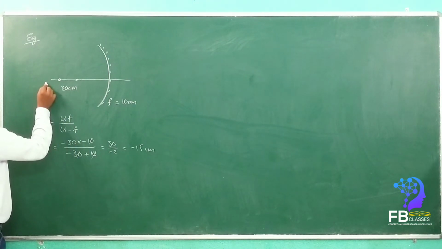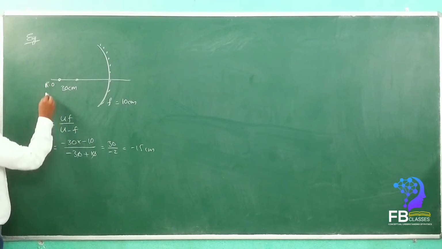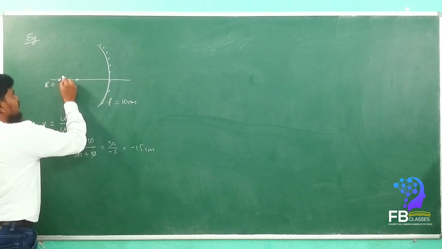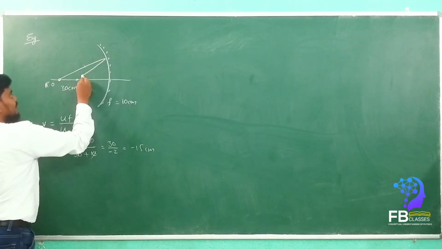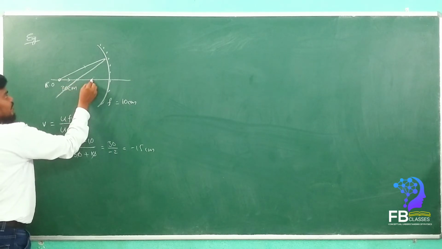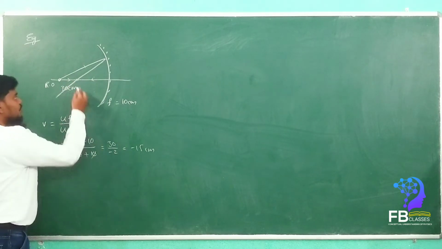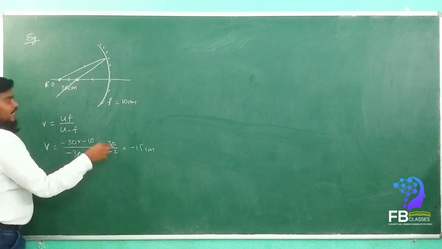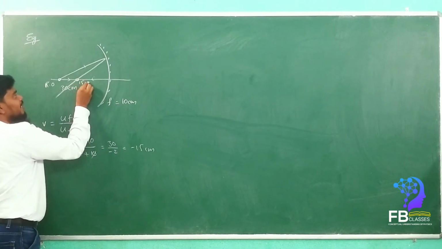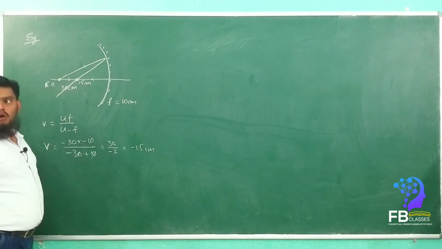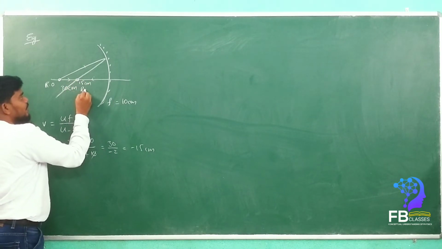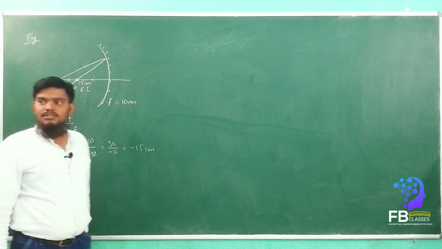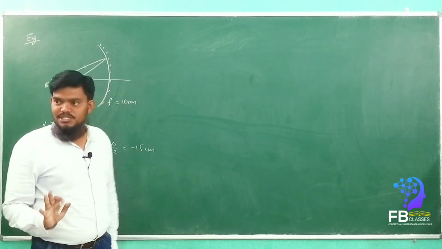So this is a real object. See how the rays are going to go. The ray will go like this and it will be reflected back here. Another ray will go like this and it will be reflected back. So here the image is formed at 15 centimeters. Are you getting my point? So this is a real object. What is the image? Real image. Real image is formed at 15 centimeters.